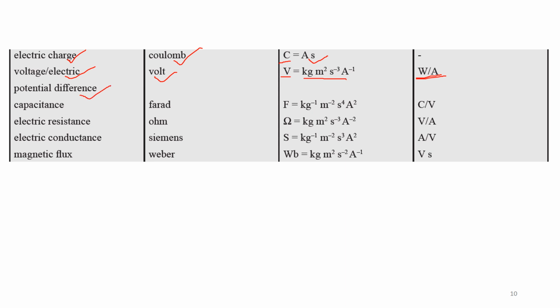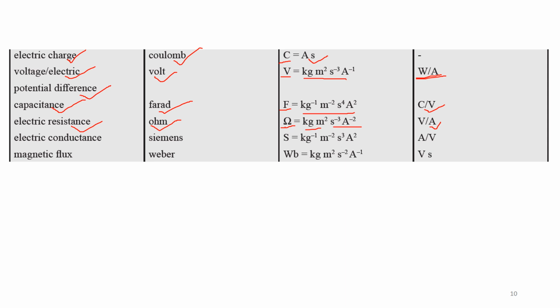Potential difference has no separate unit. Capacitance is Faraday, denoted by F, with unit per kg per meter square, S to the power 4 A square, and it is also written as C by V. Electric resistance is ohm, kg meter square per second cube per ampere square, also denoted as volt per ampere.